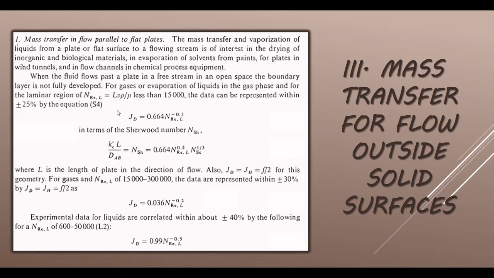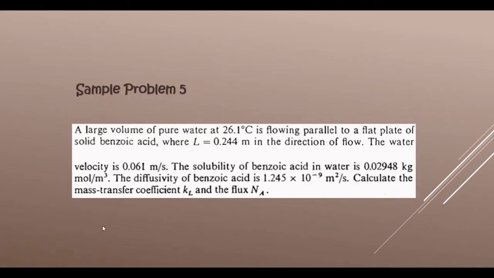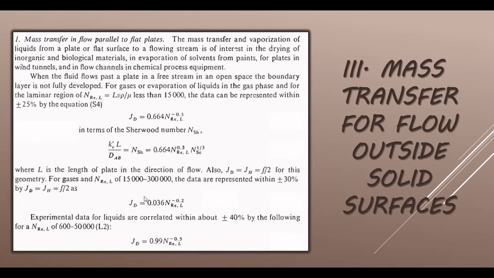So you can see from here that even as we look into mass transfer in flow parallel to flat plates, there is a need for us to establish the flow regime or the velocity profile. That is, we need to know the value of the Reynolds number. Now, this is a sample problem that will illustrate the formulas that I have given you here. We are to choose the appropriate J sub D expression for our problem depending on the Reynolds number that we have pre-calculated.